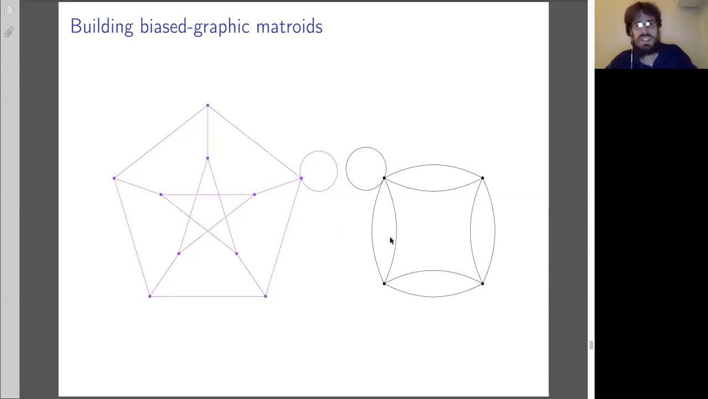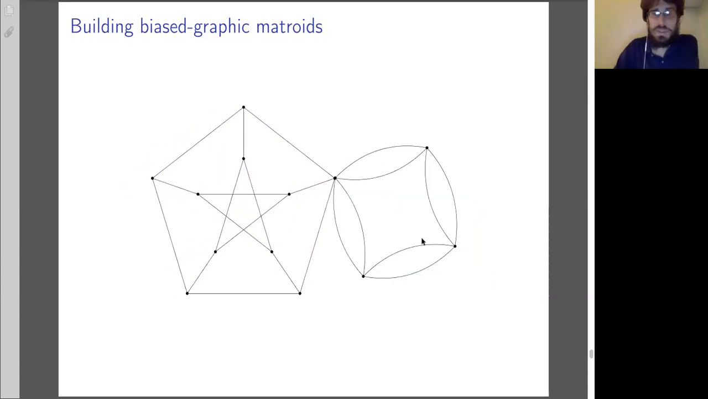Now, if we stick together two lifted graphic matroids, we'll just get another lifted graphic matroid back. And similarly, if we stick together two frame matroids, we'll just get a frame matroid back. So if we want to get something interesting here, we should stick a lifted graphic matroid onto a frame matroid.